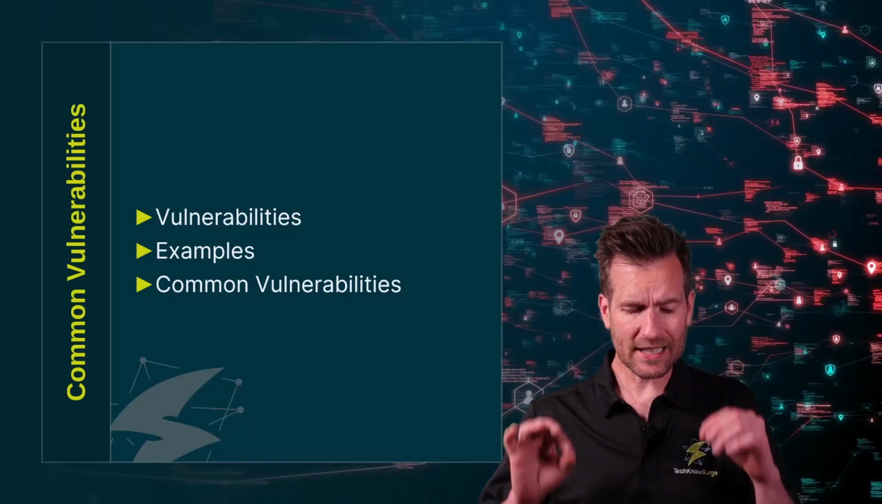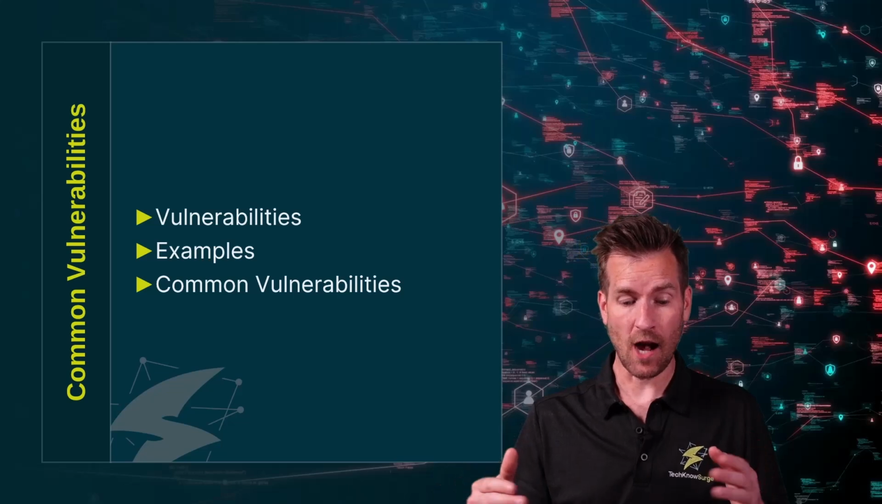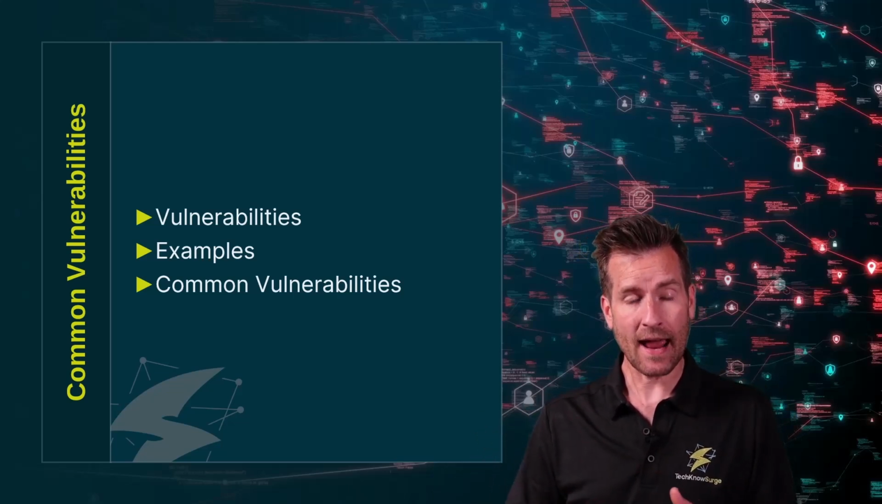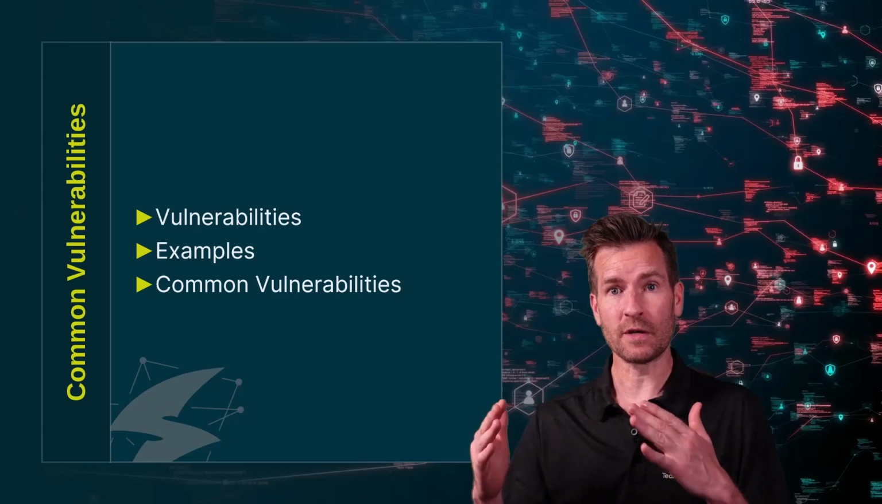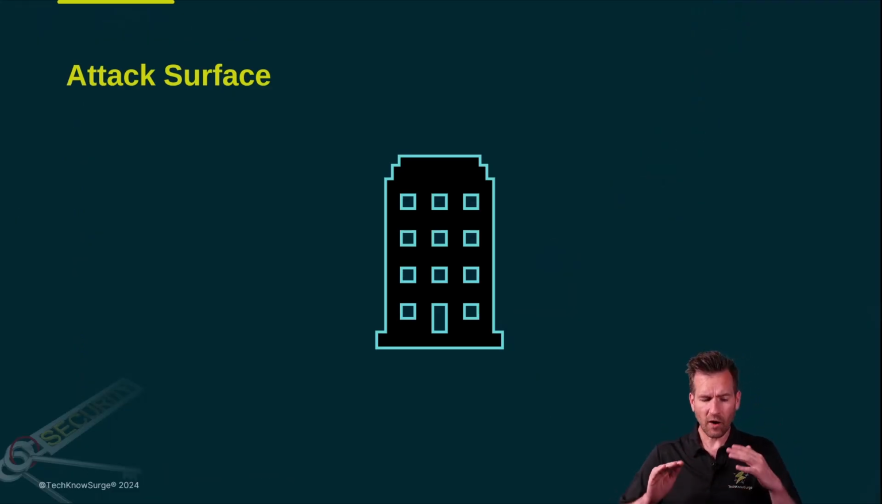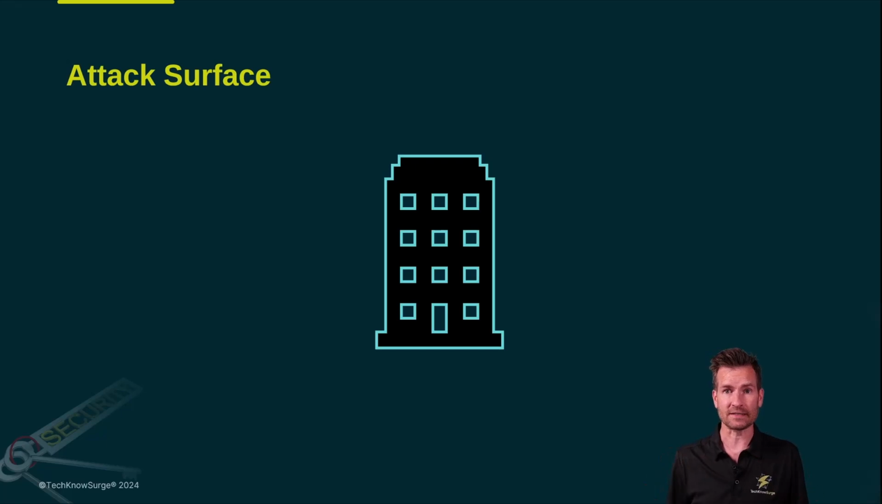In this video, we're going to start out with just a brief mention around what vulnerabilities are. I'm going to give you a few examples, and then we'll get into some common vulnerabilities to watch out for. And at this point, when we're looking at the vulnerabilities, we've already taken a look at our attack surface. Where can we enter into the organization?